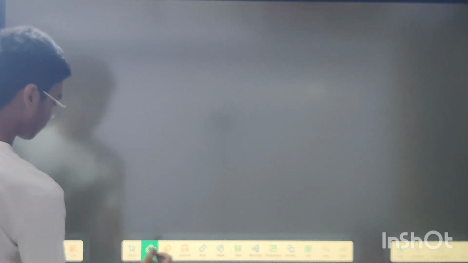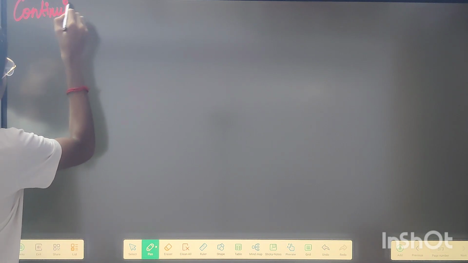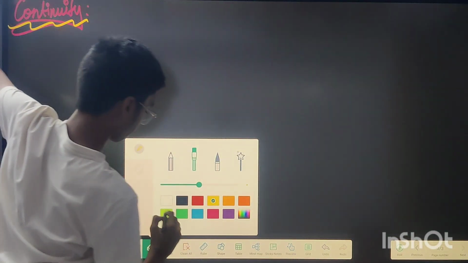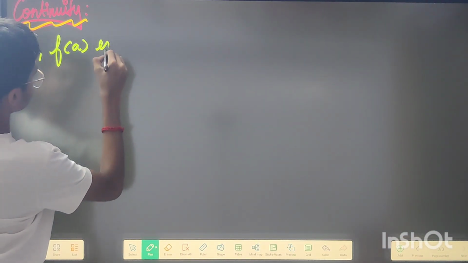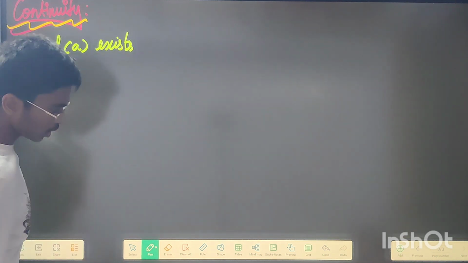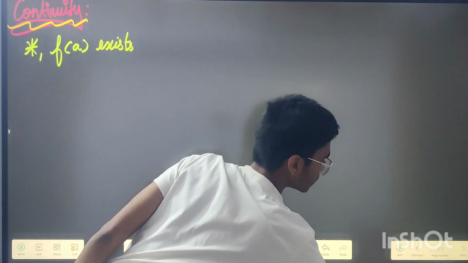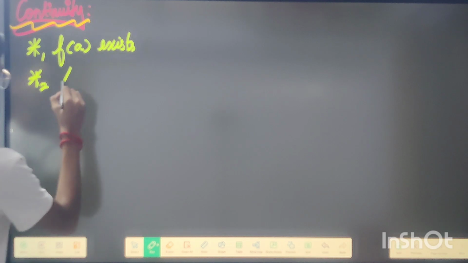Okay, see, continuity. What are those three steps? The first step is the same only: where f of a exists. So f of a exists, that means it is definite. A very clear explanation I have given here. And the second thing is that the limit should exist.